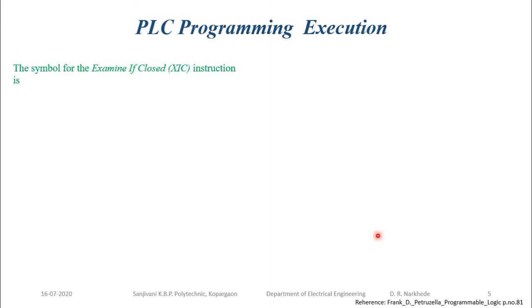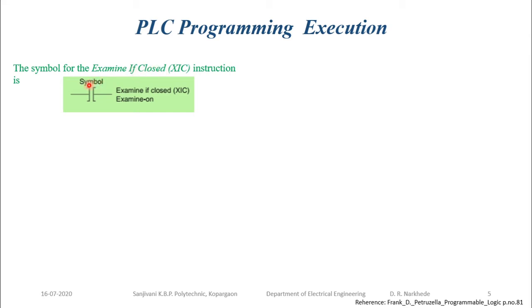Now first we will discuss the examine if closed. The symbol used for the XIC instruction is this one. It is simply a NO contact type. This is the symbol used for examine if closed. So what does examine if closed mean? Normally it is open. When this switch is pressed, at that time it is going to be closed. So this instruction will check when it is going to be closed, and that's why it is called examine if closed.